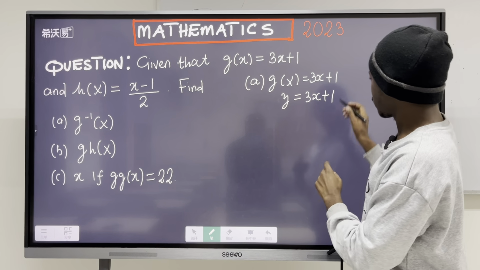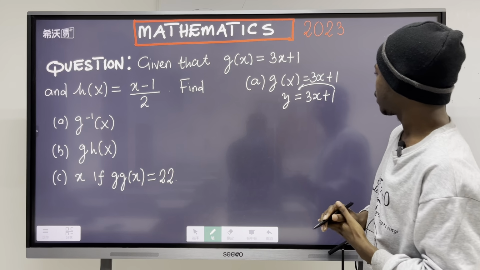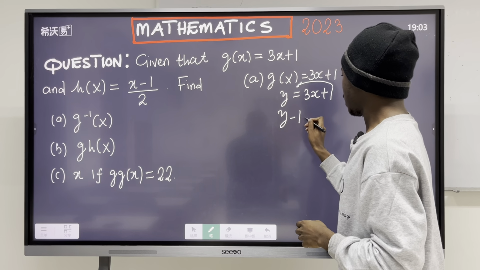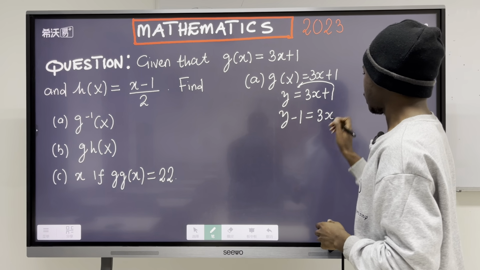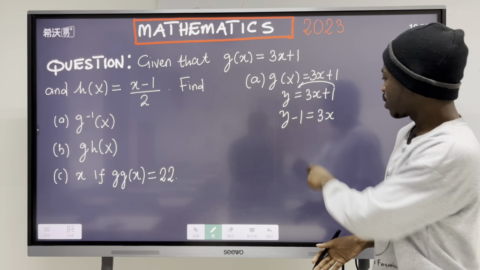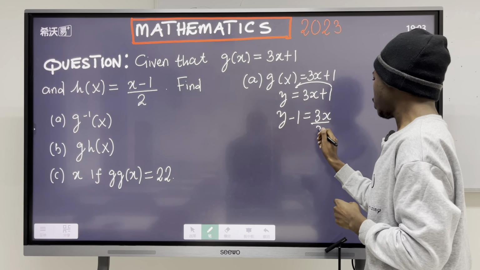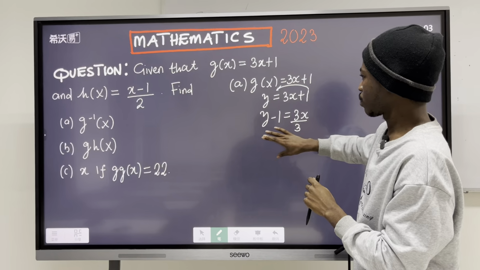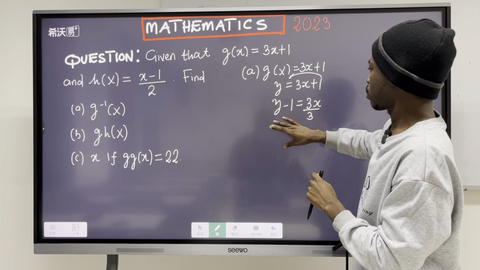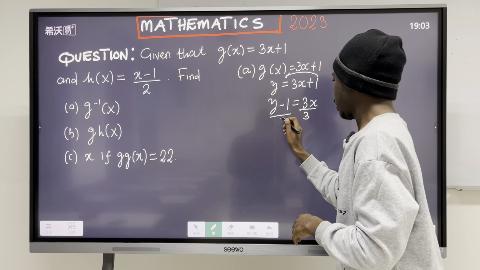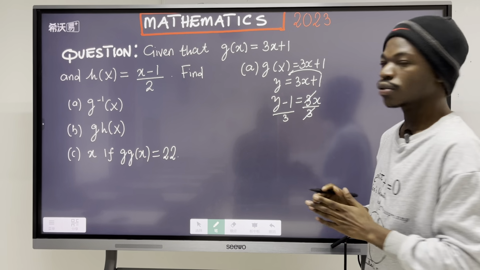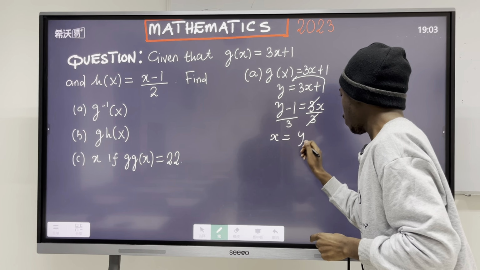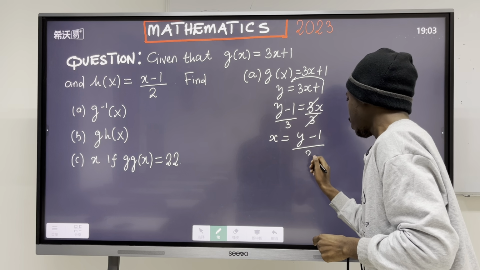In other words, we want to remain with x alone there. Now the first step is, first of all, take positive 1 there, so it becomes negative 1. So we're going to have y minus 1 equal to 3x. What do we do for us to remain with x alone? We're going to divide throughout by 3. So we divide throughout by 3 like that. So this and that will cancel. I'm going to remain with x alone. So it means that x is equal to y minus 1 over 3.